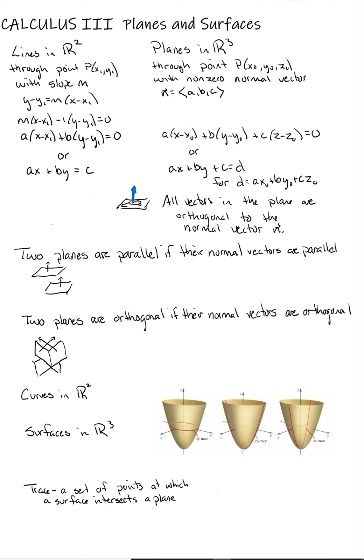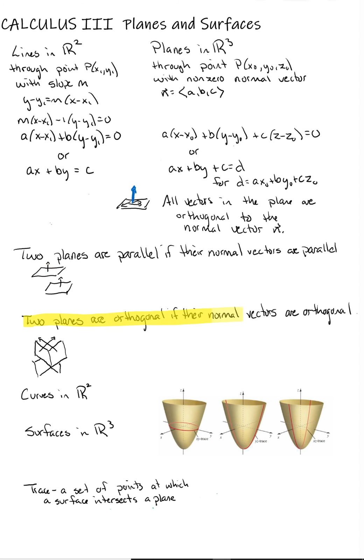Now, some things about these. Two planes are parallel if their normal vectors are parallel. So I've got a plane here and a plane there. Those two we'll say are parallel if I look at their normal vectors, and those are parallel. Notice the normal vector and the vectors in the plane are orthogonal, but the normal vectors would have to be parallel in order for the planes to be parallel.